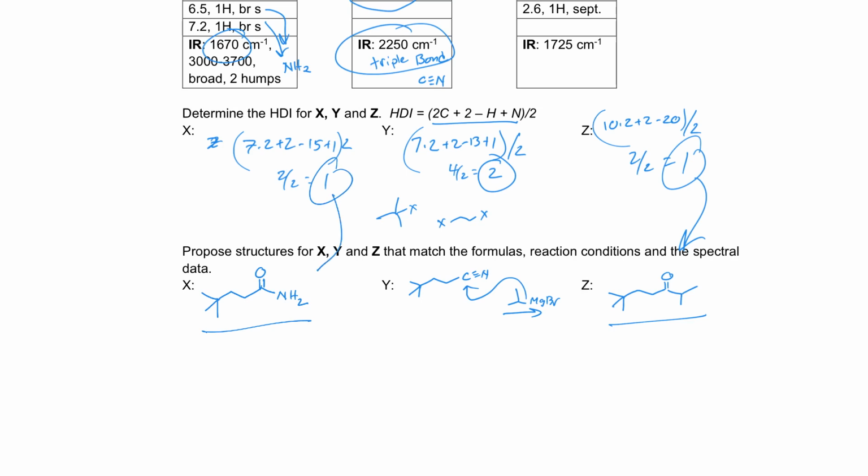It has just 1 HDI, and of course it matches the reaction conditions. So these are the 3 compounds, X, Y, and Z. And I was very pleased that many students had no problems with this last page. They got the HDI with no problem, and they got these structures with no problem.